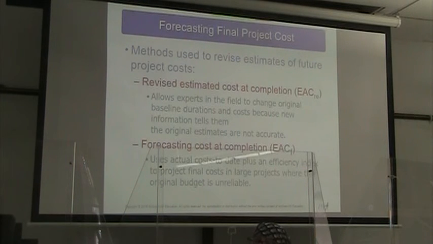We can always have the forecast cost of completion, where we're using the actual costs that we've incurred so far and an efficiency index, so that we project the final costs where the original budget is unreliable for whatever reason. Right? The CEO just said, oh, we're going to do this project and you can have $100,000 to do it. And this turns out to have been wildly optimistic.